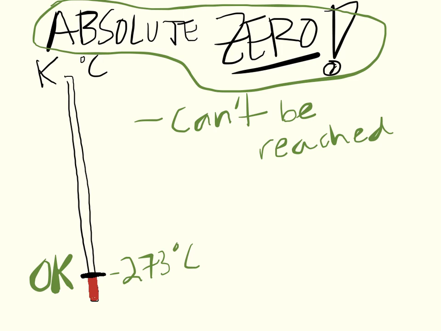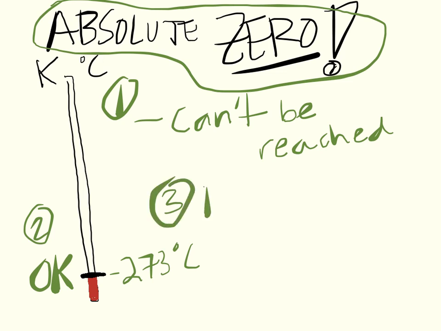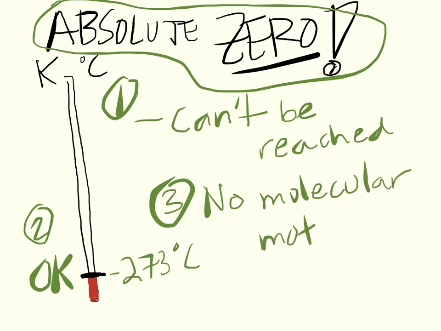So 3 things you got to know about absolute zero. Number 1, it's a theoretical temperature that can't be reached. Number 2, if we could measure it, it would be 0 Kelvin, negative 273 degrees Celsius. And number 3, at absolute zero, there is no molecular motion. Molecules are not moving at all.